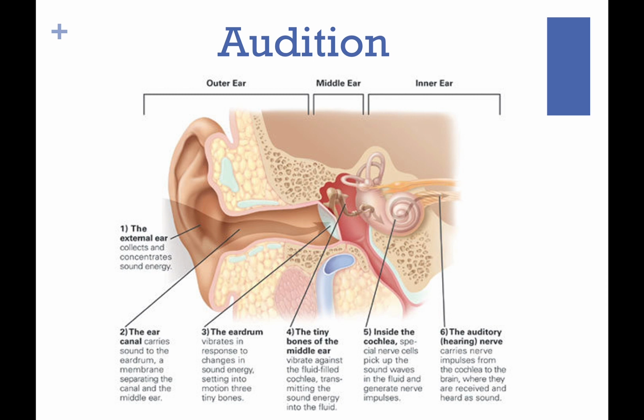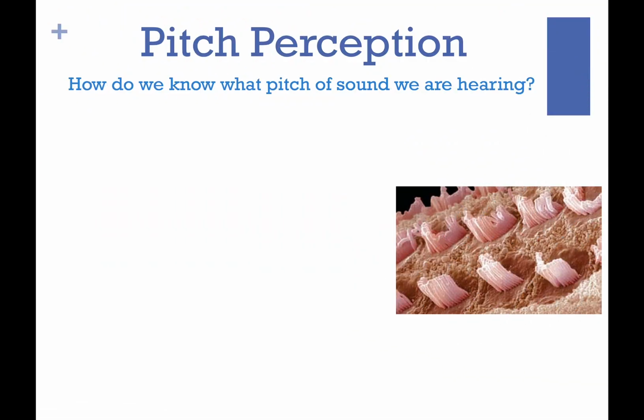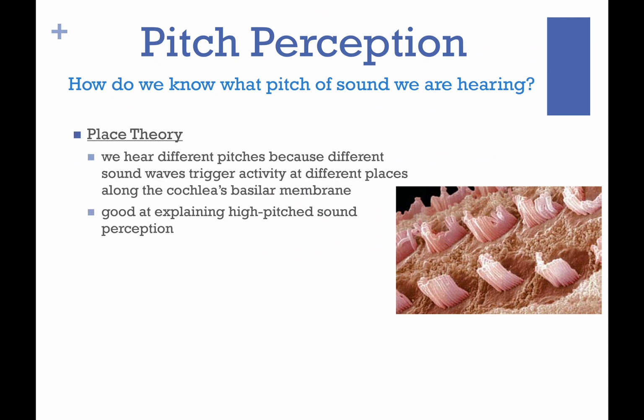So those are the 3 regions of the auditory process. How does it work? How does pitch work? Well, pitch is involved in the little tiny vestibules in your ear, the little tiny hairs that you have, and you have vestibular sacs and things like that in your ear. So we have theories like place theory. We hear different pitches because different sound waves trigger activity at different places along the cochlea, along the basilar membrane.